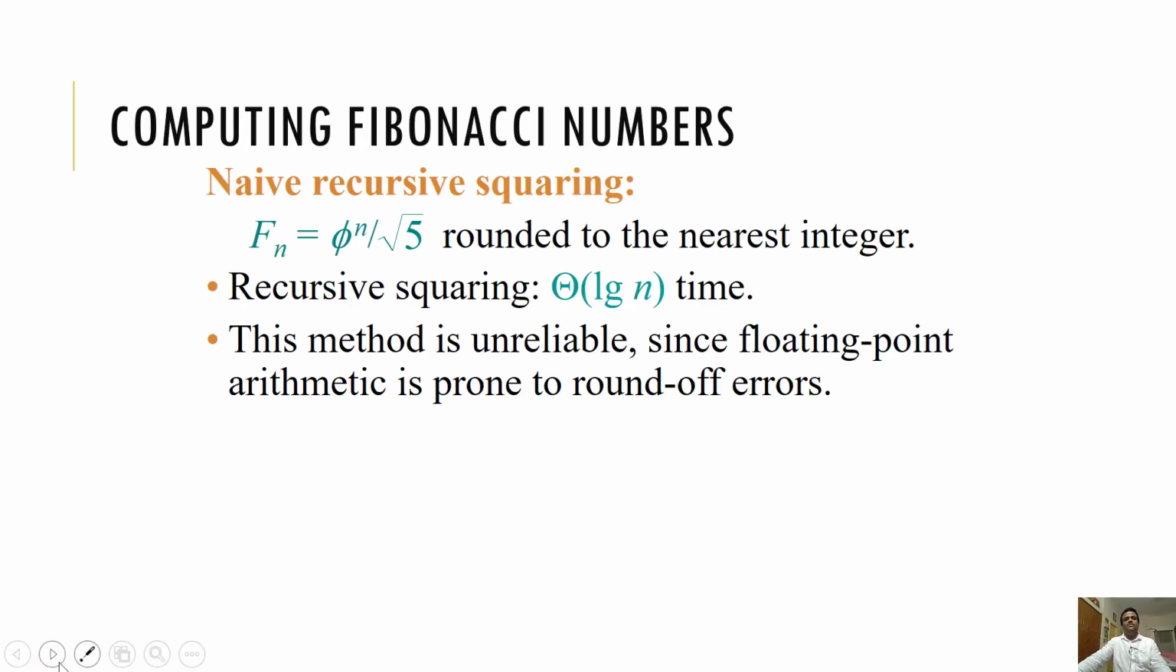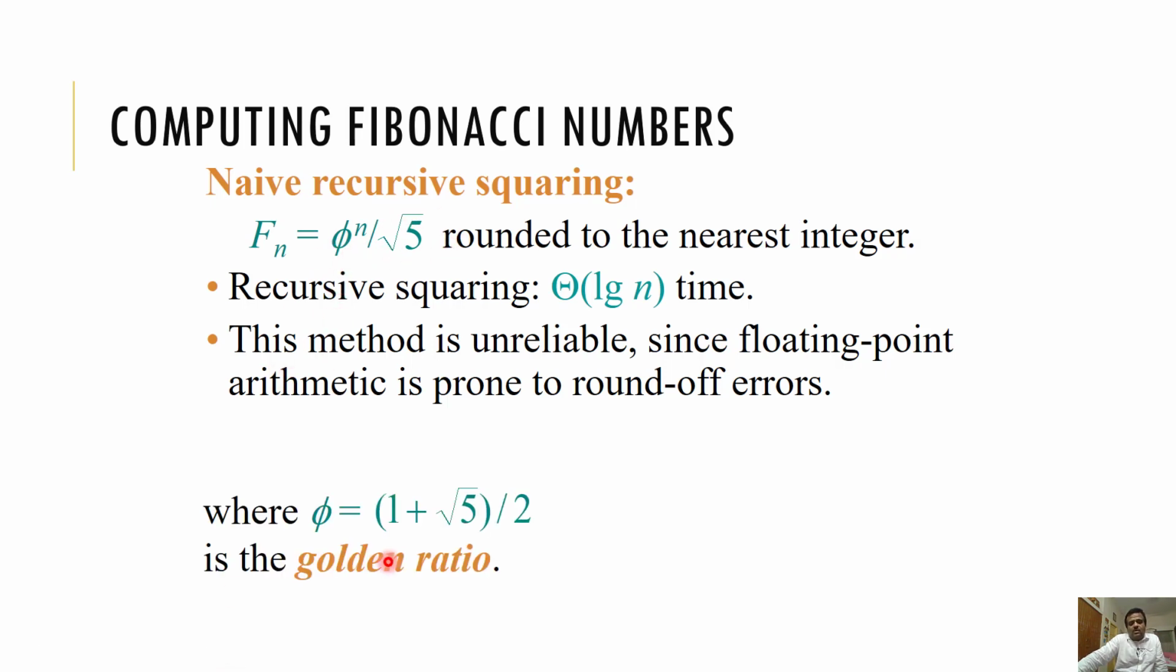For that we know the formula for the Fibonacci number: Fn is phi to the power n divided by root 5. This phi is what is called the golden ratio. Phi is (1 plus root 5) by 2. This relation can be proved by solving the recurrence relations. So, this is a formula we know: the nth Fibonacci number can be written as phi to the power n by root 5.